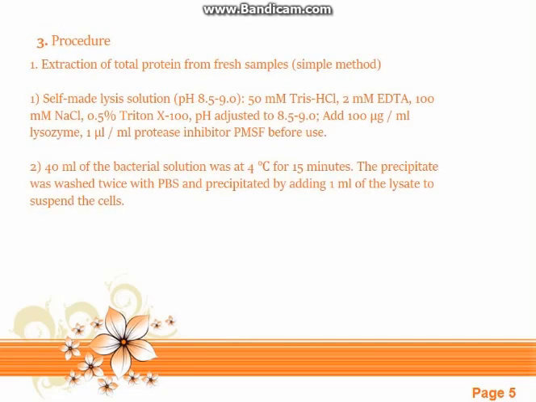3. Procedure. 1. Extraction of total protein from fresh samples, simple method. 1. Self-made lysis solution, pH 8.5-9.0: 50 mM Tris-HCl, 2 mM EDTA, 100 mM NaCl, 0.5% Triton X-100, pH adjusted to 8.5-9.0. Add 100 μg/milliliter lysozyme and 1 μl/milliliter protease inhibitor PMSF before use.